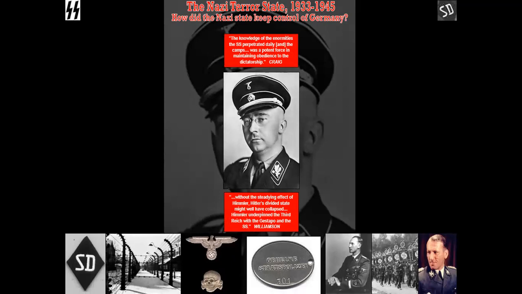The 2 historians' quotes are there. I'm not going to read them through, but you get an idea of what's going on. Craig's talking about how the enormities refers to the terrible things that they did, and the knowledge that they did them, even if you didn't know what they were, terrified people. It's terror. It's pant-wetting fear. People dared not oppose the Nazis. It's not that they can't, or that the terror state is somehow uber efficient. They're just scared of it. That's what keeps people in line.